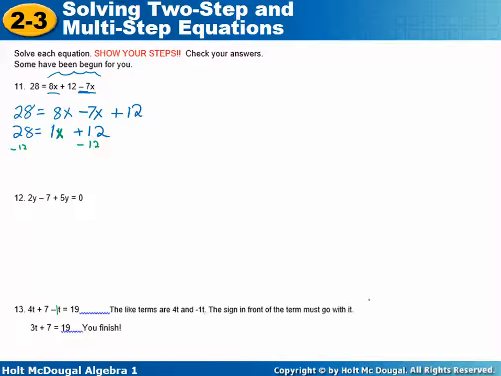If you rewrote this with the like terms next to each other, you'd have 4t minus 1t. Remember the minus sign goes with the 1t. And then I'd have plus 7. So 4t minus 1t is 3t. So you have 3t plus 7 equals 19.